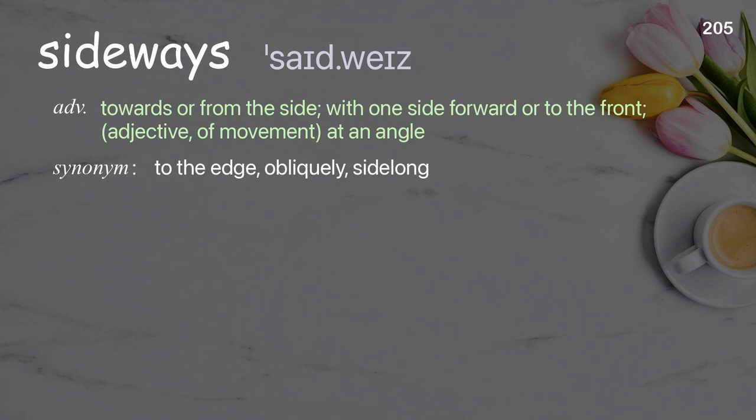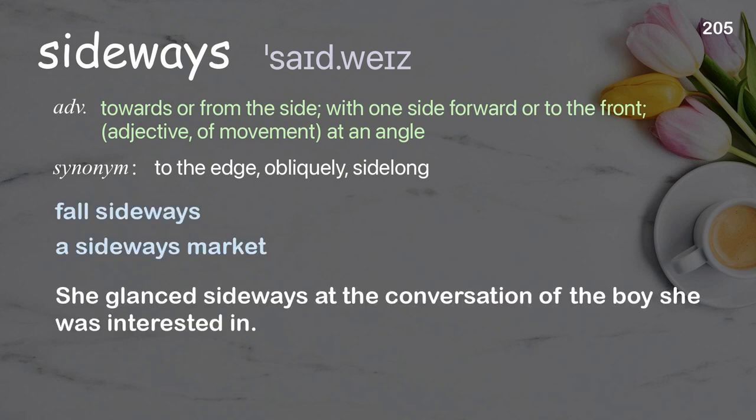Sideways. Towards or from the side, with one side forward or to the front; adjective, of movement, at an angle. Examples: Fall sideways. A sideways market. She glanced sideways at the conversation of the boy she was interested in.